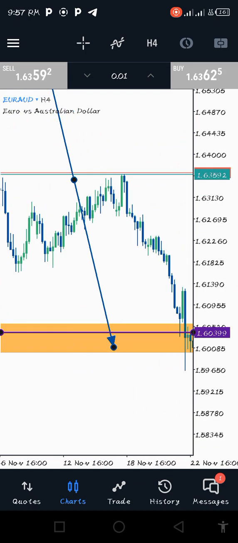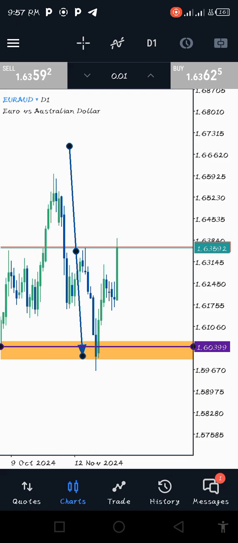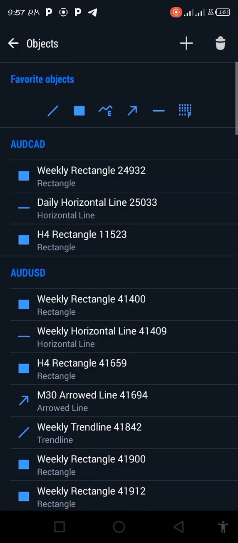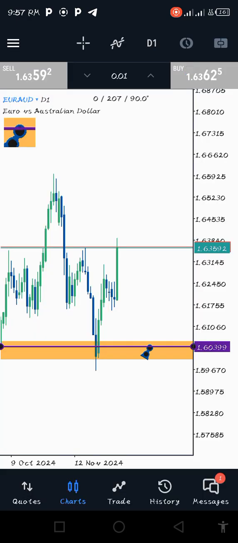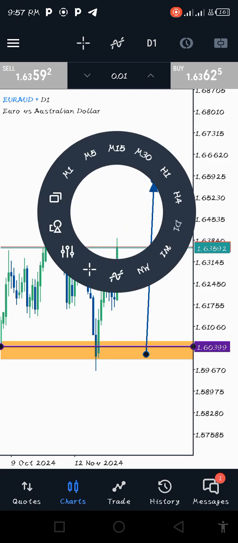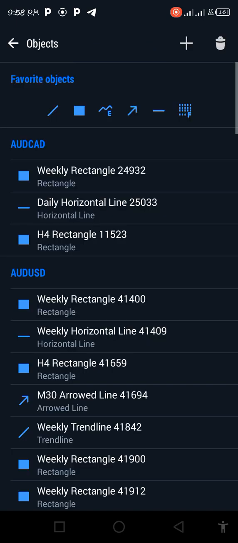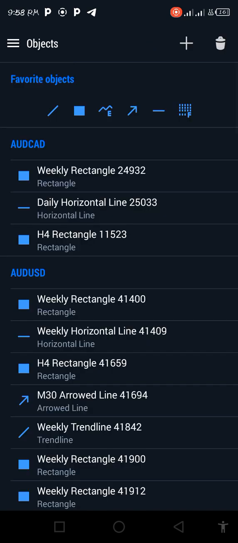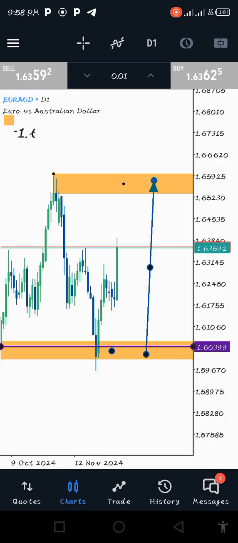We can even go back to the daily time frame. Delete this. We are expecting price to be bullish from this zone all the way to this major zone on the weekly time frame. This zone. Are we together? So now price has changed character on the lower time frame, and now we are expecting bullish momentum from down here up.